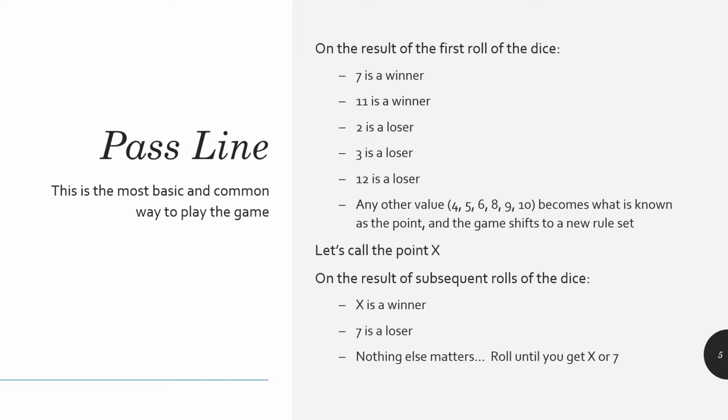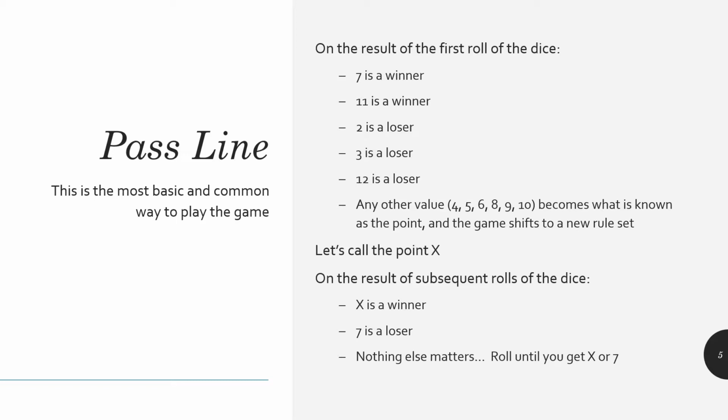And now all I care about is whatever that X value is, and I think I said 6. So either I care about a 6 or a 7. 7 is always going to be the loser, and the X, the point value, is always going to be the winner. Any other roll does not matter when it comes to this part of the game, this pass line bet. So if I roll a 12, doesn't matter. Roll an 11, doesn't matter. Roll a 2, doesn't matter.